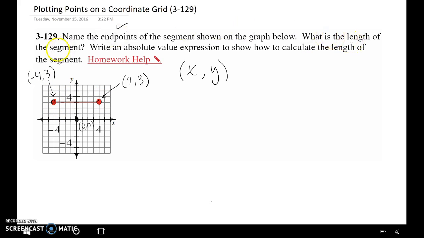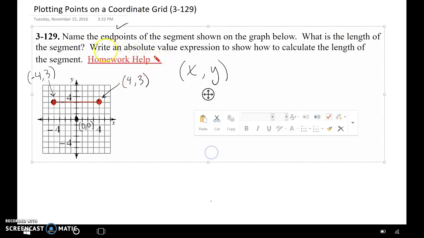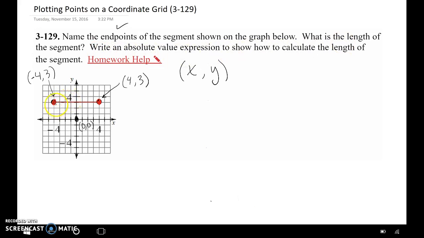And what is the length of the segment? Well, what they're getting at is, write an absolute value expression to show how to calculate it. So if I look here, how far apart is this? I could count the distance between it. So let's count how long the segment is here. It's 1, 2, 3, 4, 5, 6, 7, 8 units long.